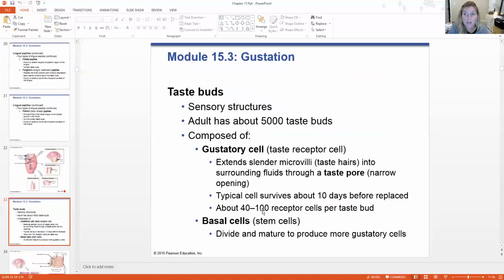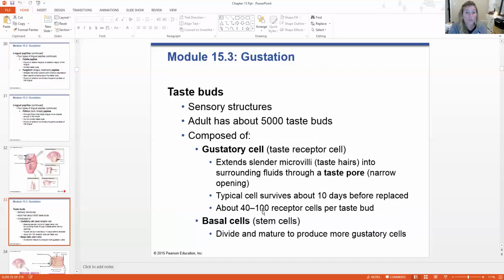Let's talk about these taste buds. Taste buds are special sensory receptors. Each adult has about 5,000 of them. They're made of a gustatory cell, which is our special taste receptor that extends very slender microvilli through something called a taste pore, and the typical taste receptor cell lasts about 10 days before it's replaced, and there are about 40 to 100 receptor cells per taste bud.